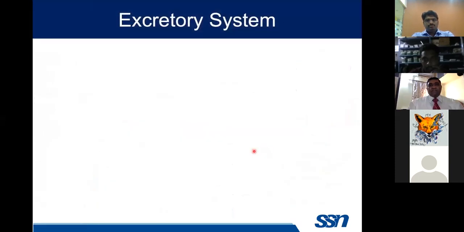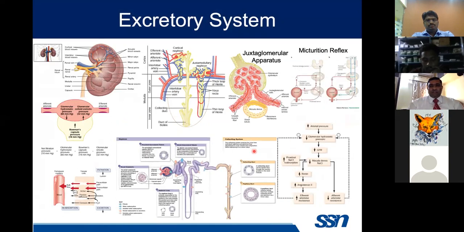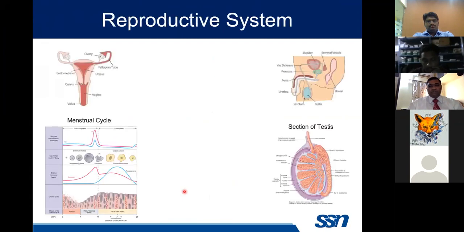Then the excretory system. So your kidneys, they form urine, and also there are many other functions, like they secrete erythropoietin. They control the blood pressure. You should know about the physiology of the micturition reflex, so how the brain controls micturition. This is the major part which synthesizes erythropoietin whenever required. So there are these different steps through which the urine is secreted.